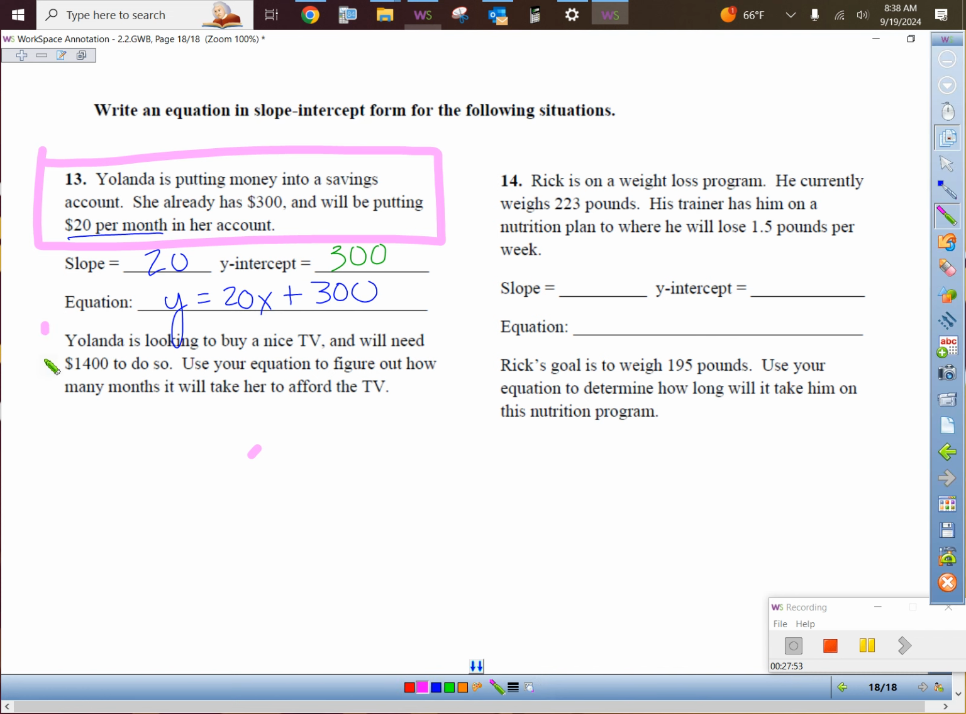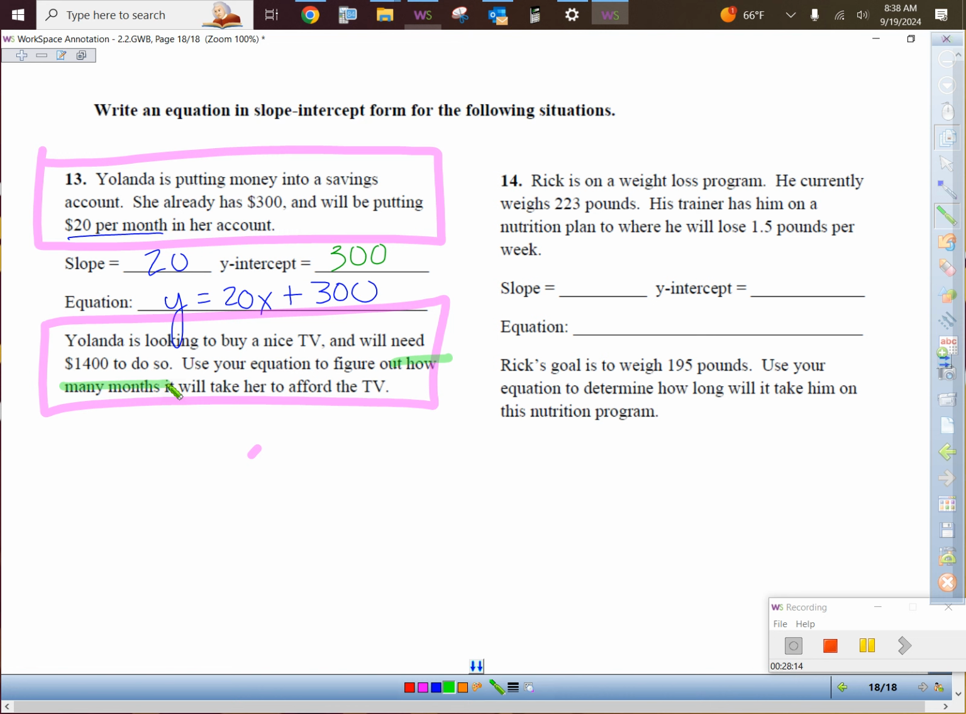Then let's read this right here. Yolanda is looking to buy a nice TV and will need $1,400 to do so. Use your equation to figure out how many months it will take her to afford the TV. Little bit of smartness from last time. They want you to find how many months. What would you wager if we labeled the graph on this, the x-axis and the y-axis, months would go on? Would months be the x value on the x-axis, or would months be on the y value?